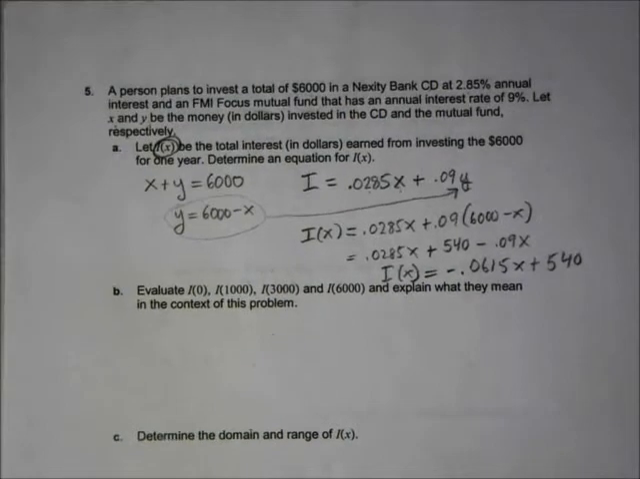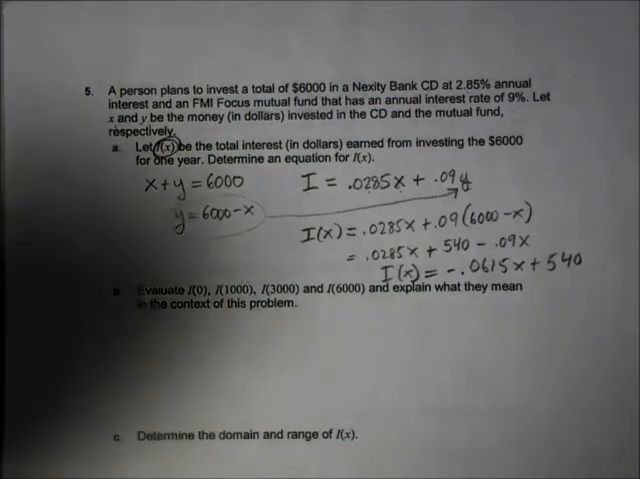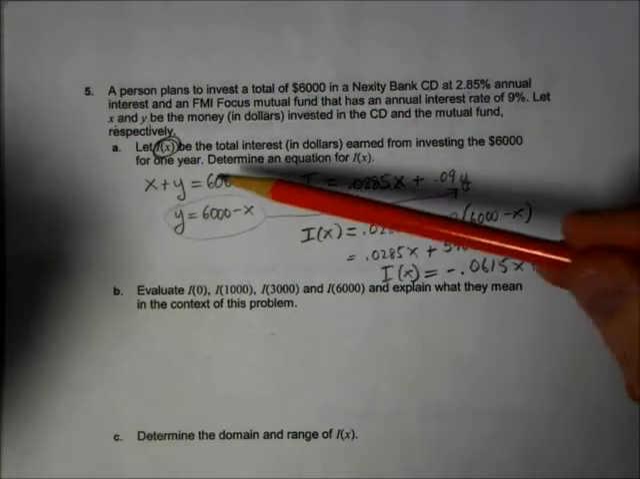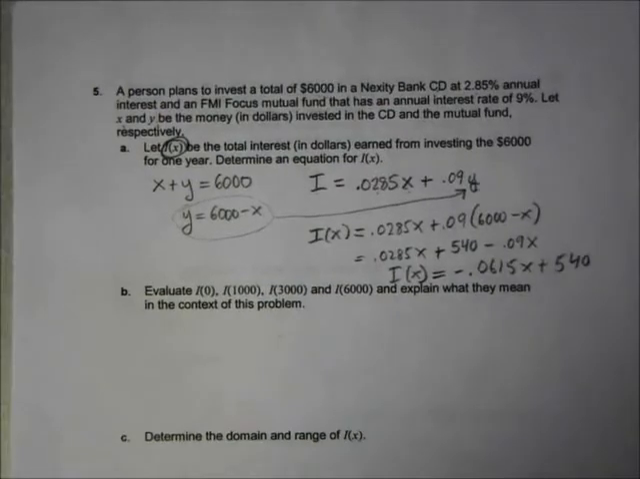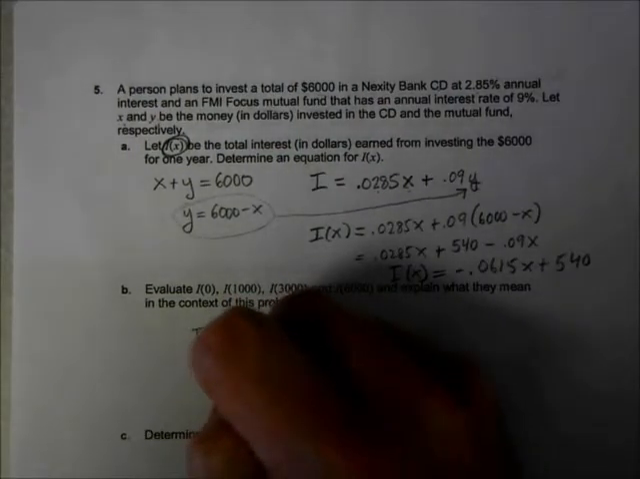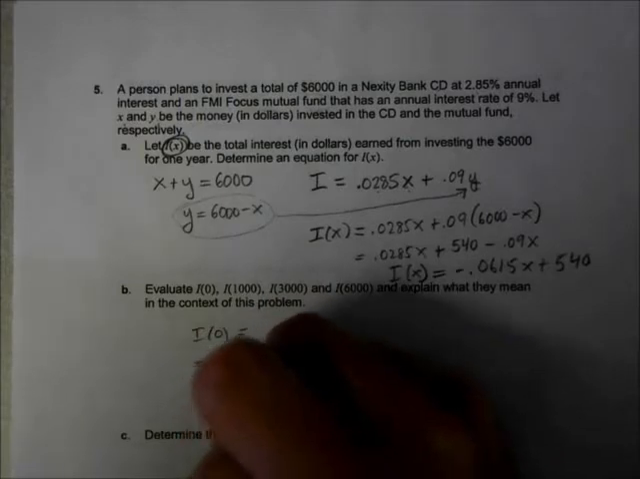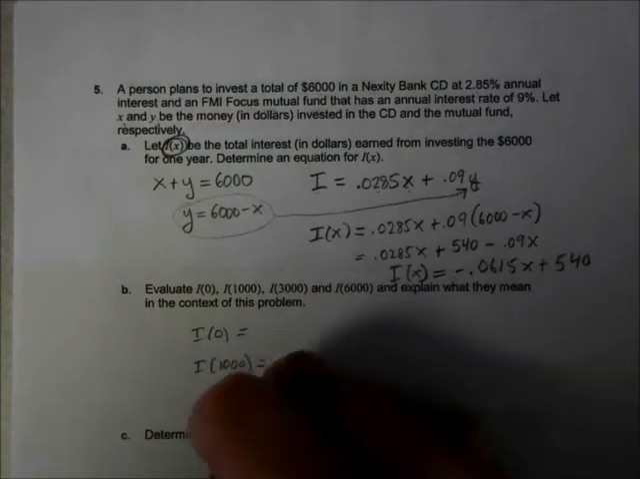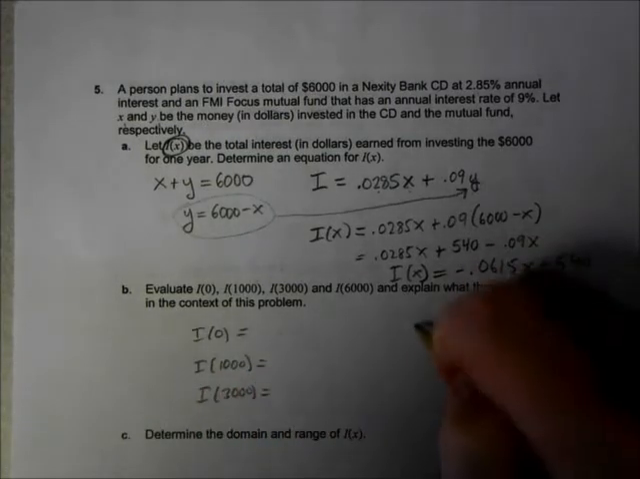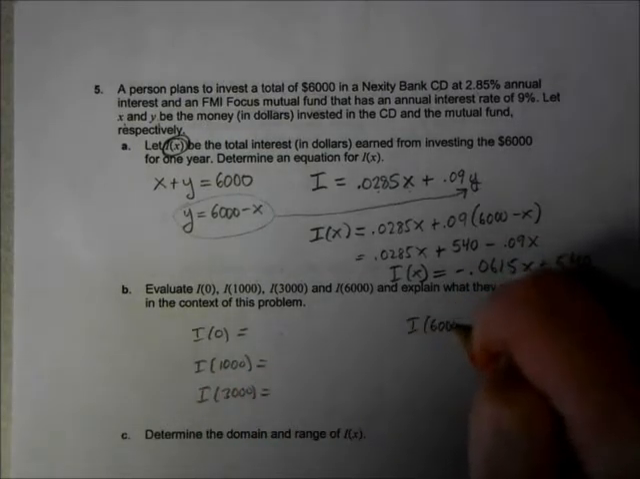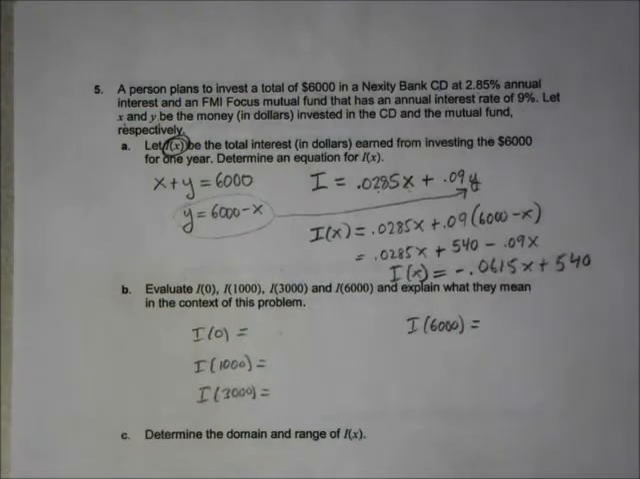Part B. Again, part A is the hardest part. The hardest part of any word problem is getting this written down, figuring out what they want, and getting your formulas written down. The rest of this should be pretty simple. Let's see. Evaluate I at 0, I at 1,000, I at 3,000, and I at 6,000. And then explain what they mean.